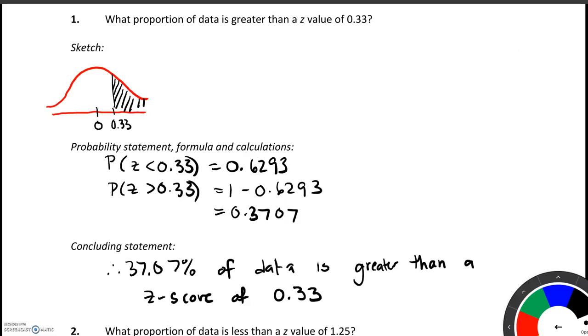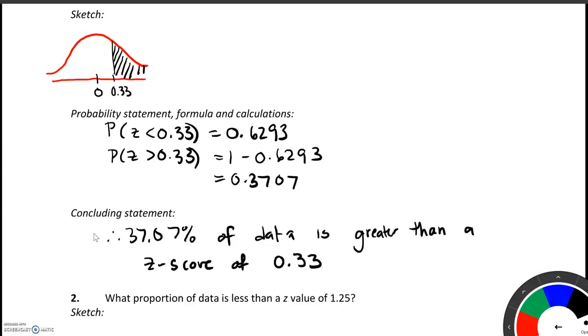To solve this problem, you'll look up the probability associated with the Z-score value of 0.33, and then because it's a greater than question, we subtract that value from 1. Your final concluding statement should be that 37.07% of data is greater than a Z-score of 0.33.